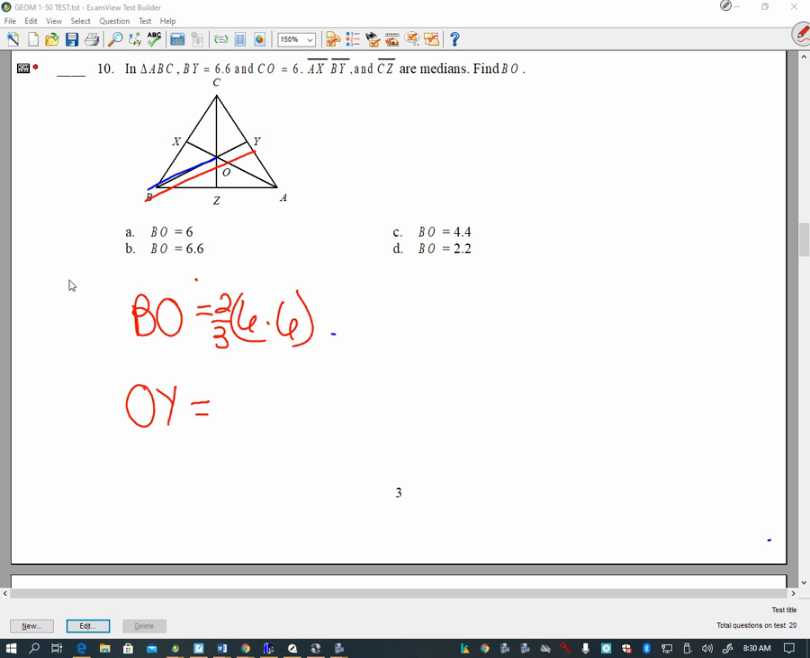Now, what if they had said find OY? What would we do? If I wanted to find OY, that would be 1/3 times 6.6. Does that make sense to us? Now, they gave us some information up there. They told you that CO was 6. Does that have anything to do with what we need? No. So it's somewhat misleading information, used to distract us into thinking that we're going to need that.